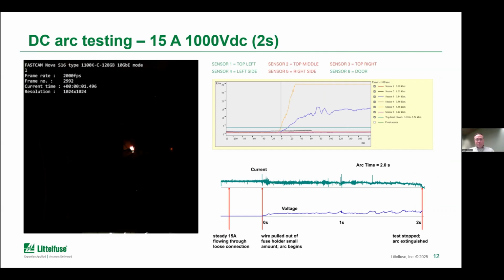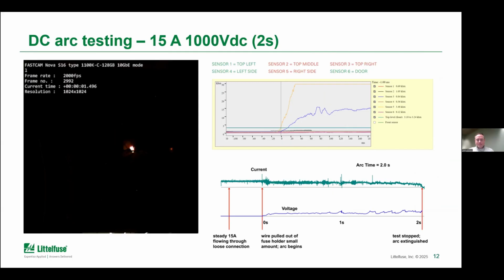So what we're seeing on the right side of the slide here is the current and the voltage that we were tracking during the test, and the plot on the top right is showing the light intensity that we were measuring from that arc in different positions in the panel. So that previous photo showed a few numbers. These were different spots in the panel where we were measuring the intensity level of the light that was coming out of that arc.